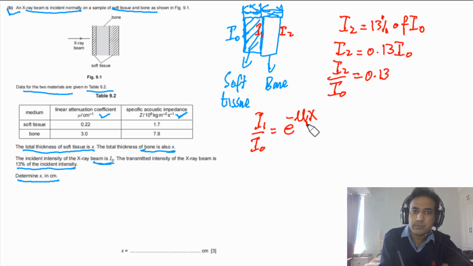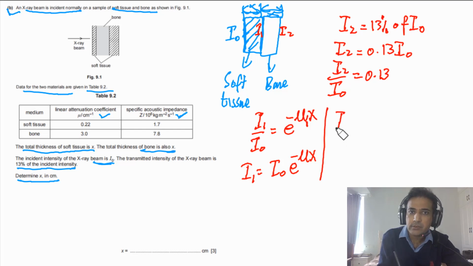So we can say this is mu 1. At this point we can say I1 will be equal to I naught e to the power of negative mu x. You can even just start with this one. So we have I1 here, and at this point we can write down I2. I2 will be equal to the intensity at this point.